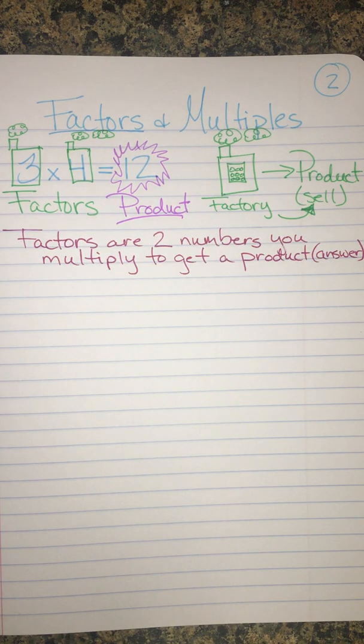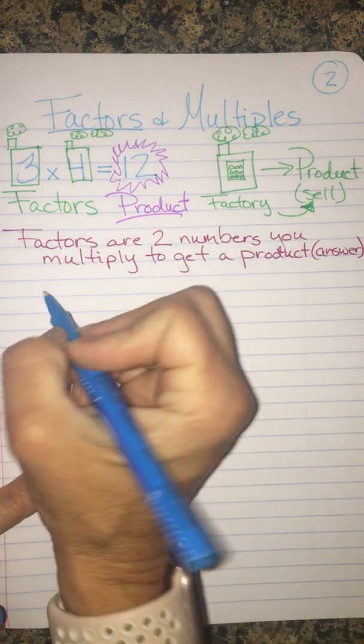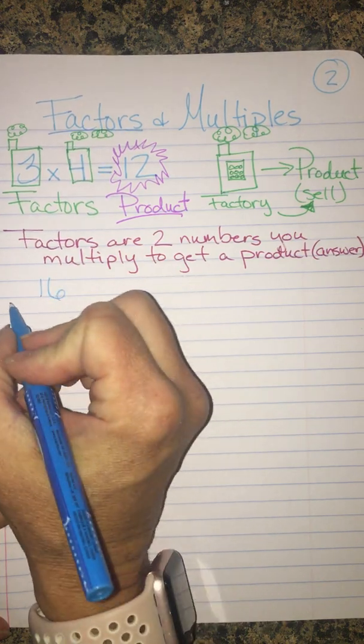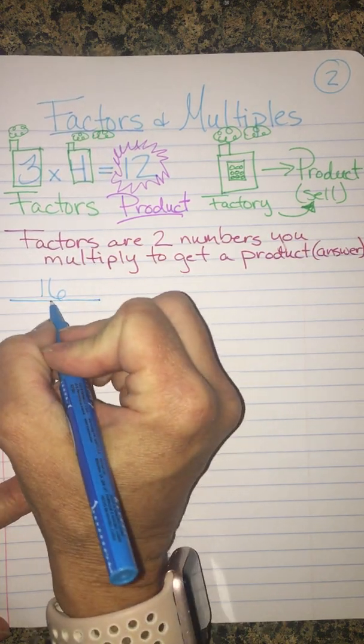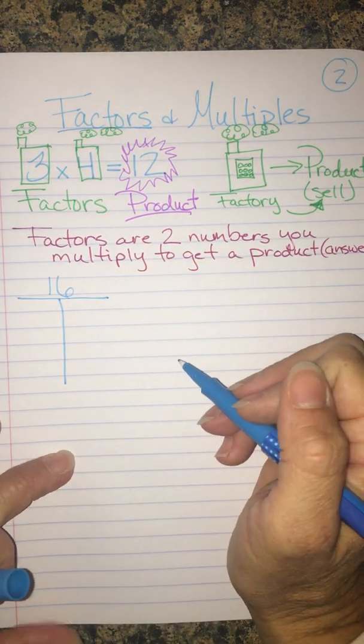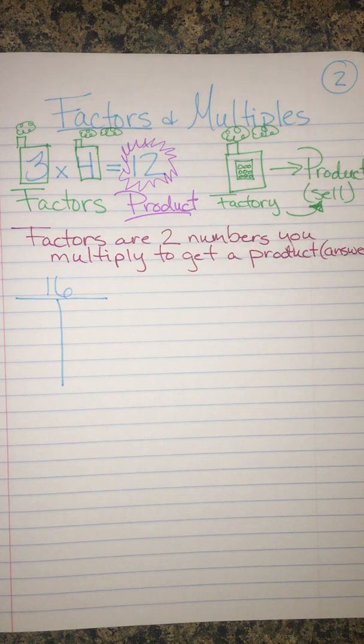So when I'm looking at factor pairs for a number, let's say I'm looking at factor pairs for 16. It's really helpful to make a T-chart. A T-chart is just what it sounds like. It looks like a big T. We're going to make these a lot this year, so you should get used to making them.